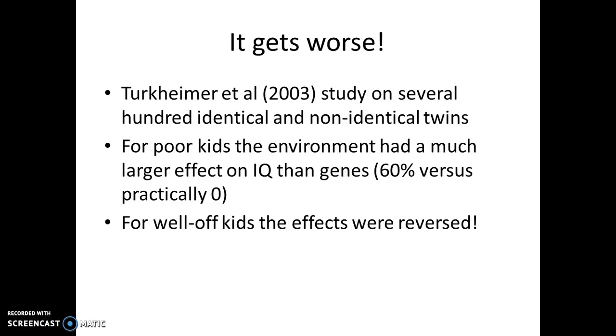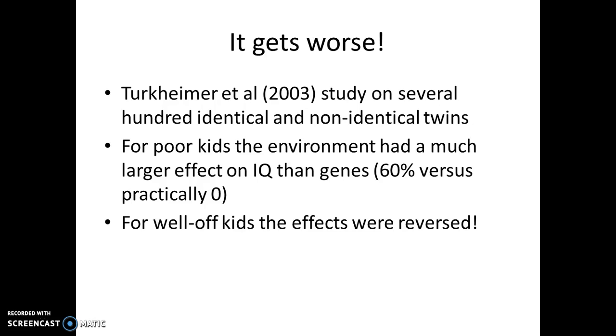Here's another one. Turkheimer again, who's done tons of research on this stuff. He did a study in 2003 on several hundred identical and non-identical twins. What he found is that he was looking at, I think, educational achievement, IQ, things like that. When you initially looked at the twins as a whole, you found a moderate genetic effect. That might conclude that genes account for maybe 30% or 40% of the variation. It doesn't really matter, but there was a moderate effect of genes on this particular trait.